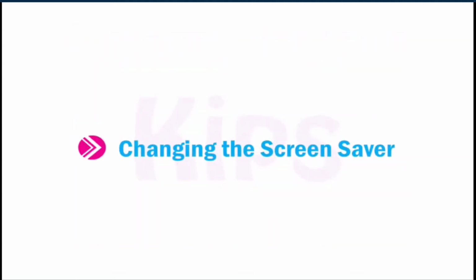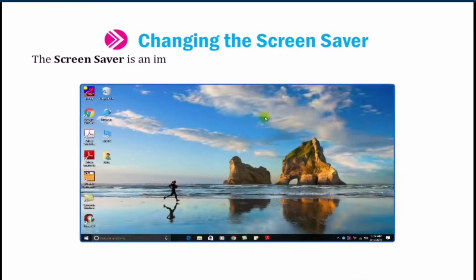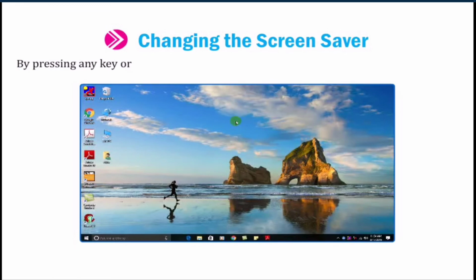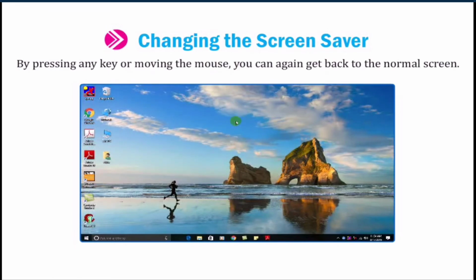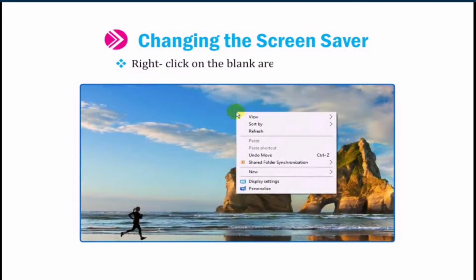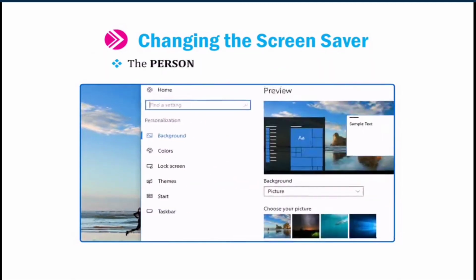Students, now let us know how to change the screensaver. The screensaver is an image which pops up on the computer screen whenever a computer is left idle for a certain period of time. By pressing any key or moving the mouse, you can again get back to the normal screen. Follow the given steps to change the screensaver. Right-click on the blank area of the desktop. Click on the Personalize option from the shortcut menu. The Personalization window will appear.